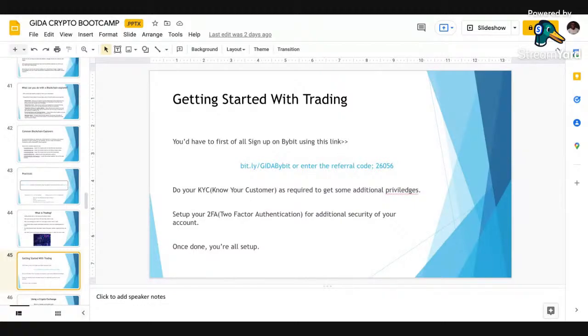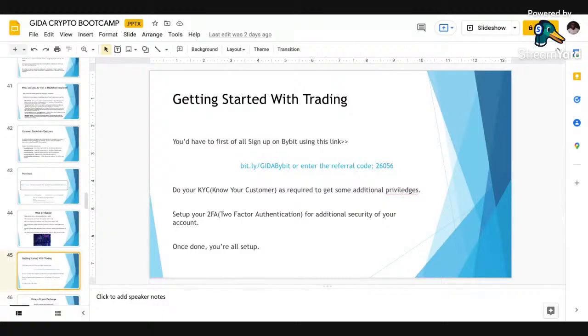If you do not have an account created yet, a number of persons have filled a Google registration form for this class, and the link to Bybit is also on that Google form. So if you've created an account, you are good. If you haven't created an account, ensure you sign up on Bybit using that link. Now, you do your KYC, which is know your customer, to get additional privileges. KYC isn't compulsory in some exchanges. It just gives you additional privileges. I will talk about KYC in a different slide so you can fully understand its relevance.